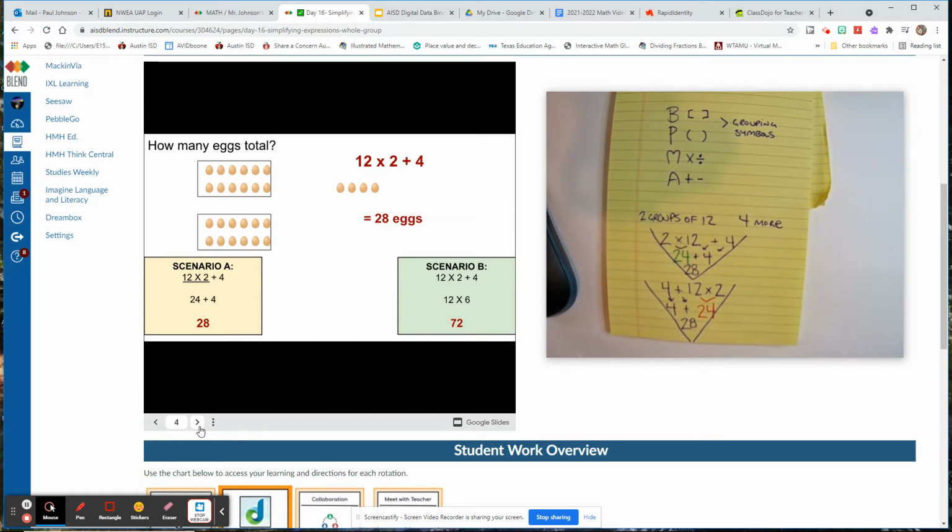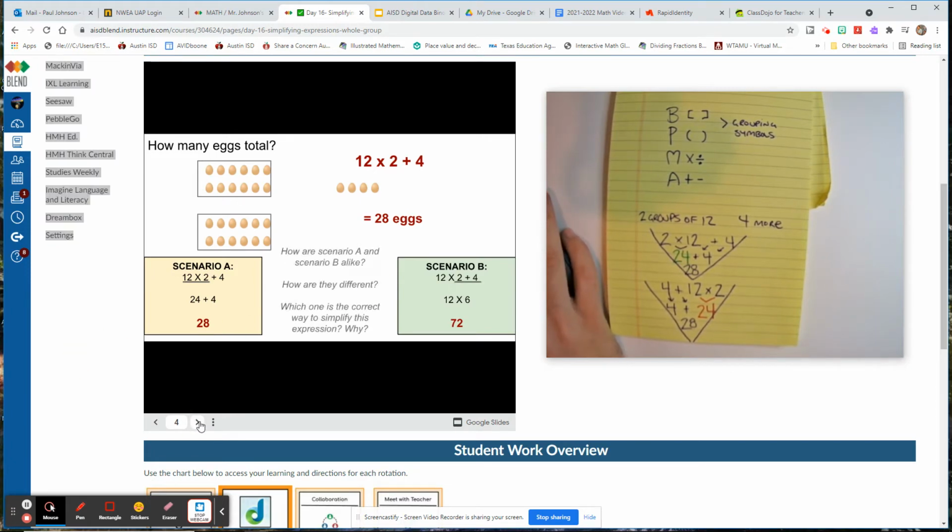If you look at that picture, you see 28 eggs. You can count them. 2, 4, 6, 8, 10, 12, 14, 16, 18, 20, 22, 24, 25, 26, 27, 28. 28 eggs, right? But look what happens if they add before they multiply. If you added first, you'd get 6, and 12 times 6 is 72, and that's not the situation over here. So that's important as well.